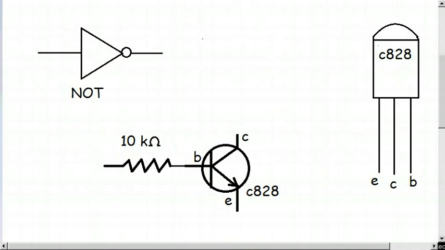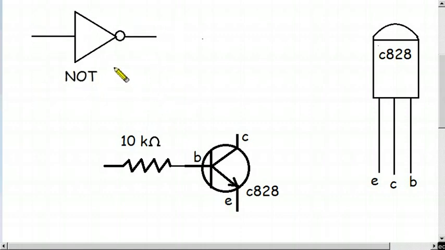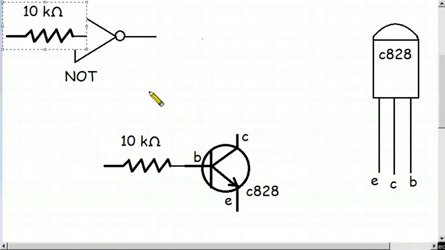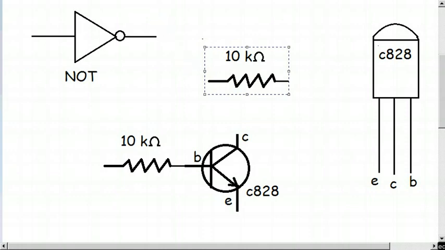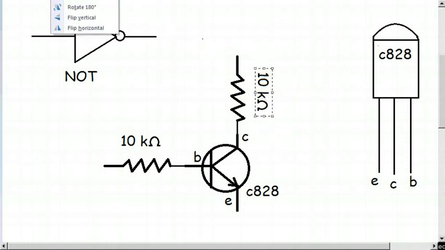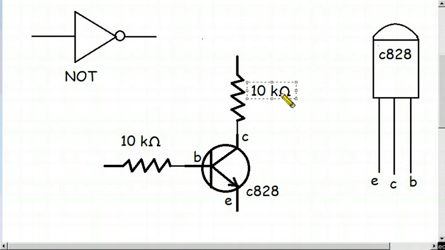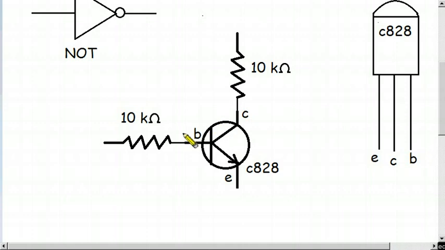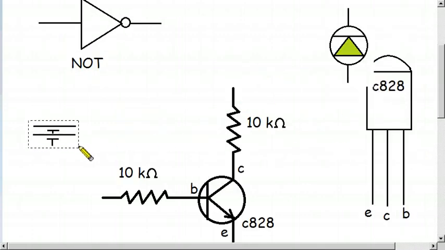Then we are going to construct a NOT gate. So to construct a NOT gate you have to fix another resistor to the collector like this. 10 kilo ohm is okay, it is enough for both the base and collector. So now you need batteries.